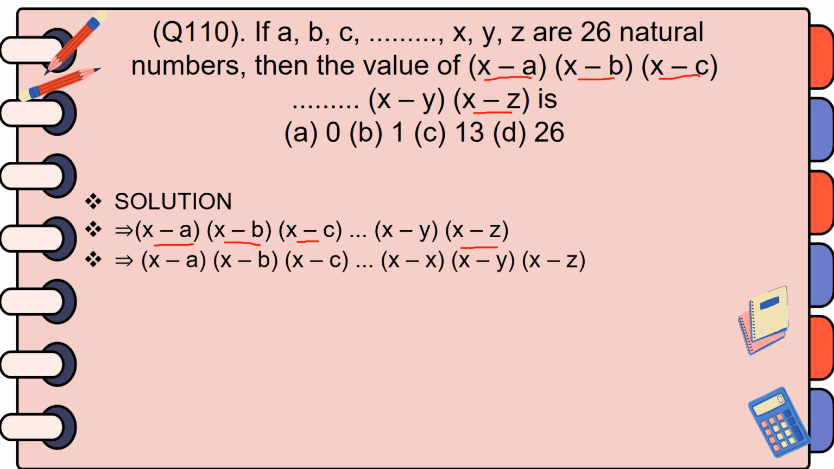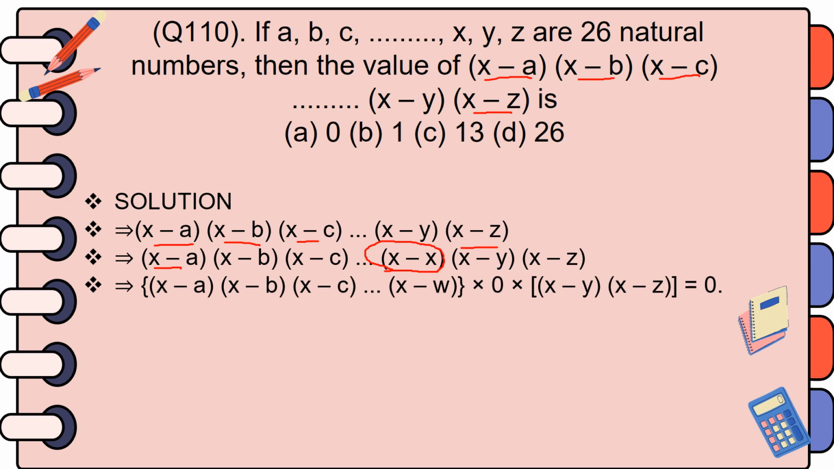Then at a certain point you will get x minus x. Then x minus x means simply 0, and multiplication of any number by 0 is equal to 0. So your answer for this question is choice A.